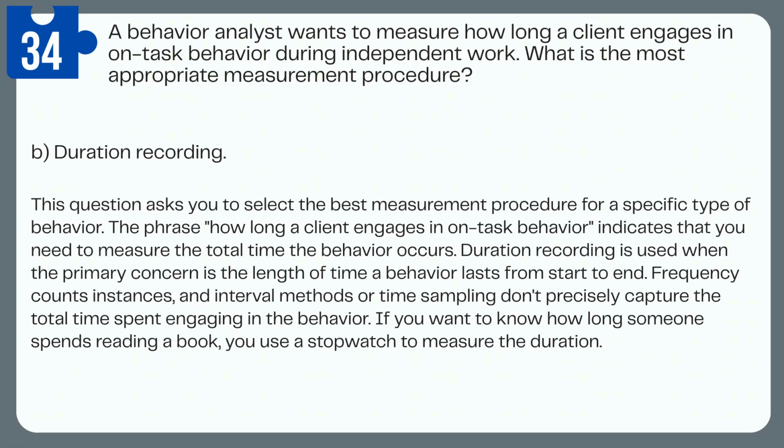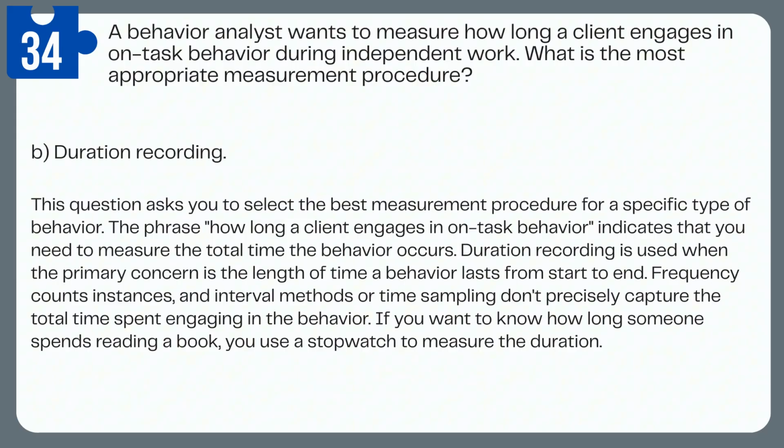Answer. B. Duration recording. This question asks you to select the best measurement procedure for a specific type of behavior. The phrase "how long a client engages in on-task behavior" indicates that you need to measure the total time the behavior occurs. Duration recording is used when the primary concern is the length of time a behavior lasts from start to end. Frequency counts instances, and interval methods or time sampling don't precisely capture the total time spent engaging in the behavior. If you want to know how long someone spends reading a book, you use a stopwatch to measure the duration.